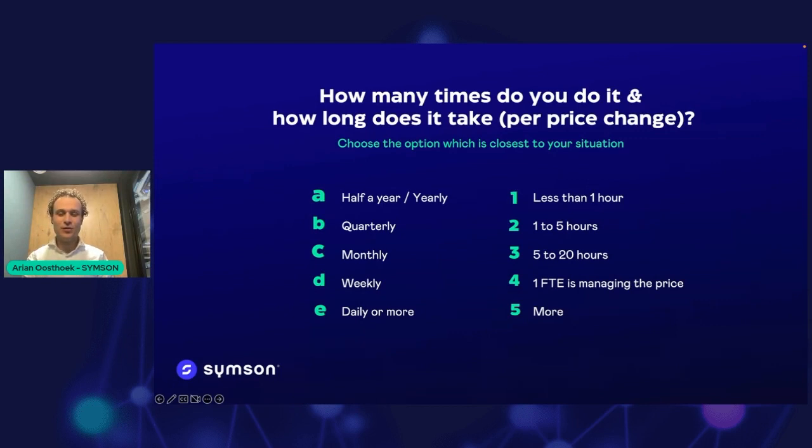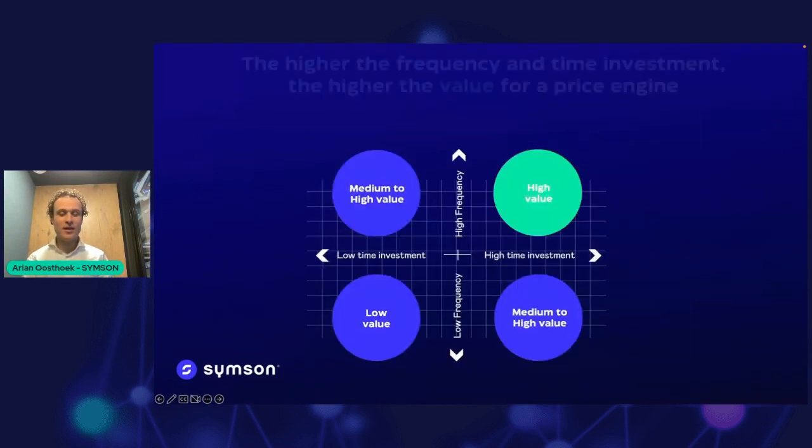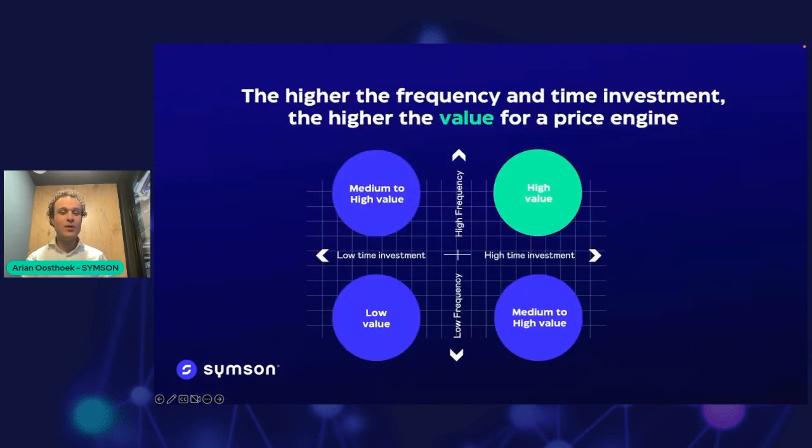And thanks for participating. I see a lot of different answers here in the poll, and the reason why we ask you these questions is to give you a little bit more insight in what could be the value of a pricing engine. Is it already automated, and how fast are you currently updating your prices? What you see here is this matrix. We have on the x-axis the time investment, and on the vertical axis the frequency.